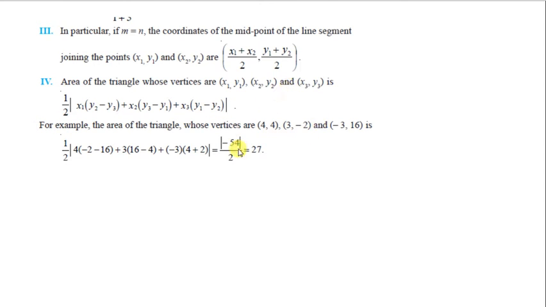For example, if you want to find the area of a triangle with coordinates (4, 4), (3, -2) and (-3, 16), then it will be half modulus of 4 into (y2 minus y3), that is minus 2 minus 16, plus 3, that is x2, into (y3 minus y1), that is 16 minus 4, which will be 12 here, and plus x3, that is minus 3 here, and then (y1 minus y2), y1 is 4 and y2 is minus 2, so it becomes 4 plus 2. So the area will be 27.